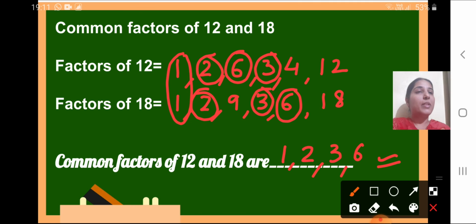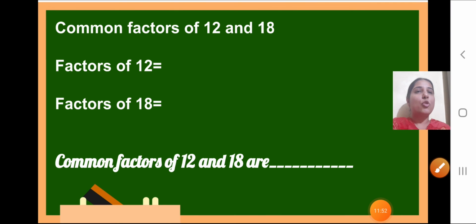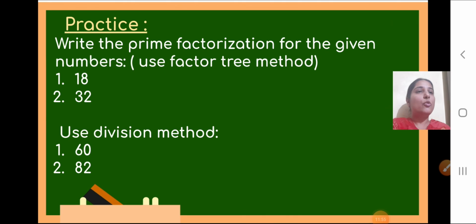Got it, children? Very simple. In this way we find the common factors of 2 or more numbers. First we write the factors of each number, and then we identify the common factors, like here 1, 2, 3 and 6. So children, in this way you will practice for these questions. A few questions I have given you for the practice. You will practice them in your maths homework notebook. And go through the textbook content as well.